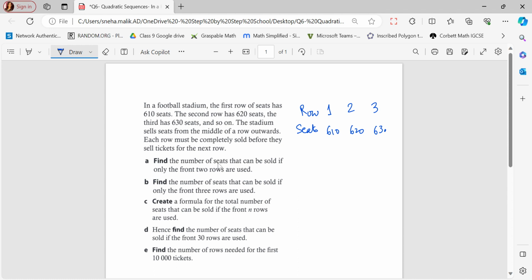Find the number of seats that can be sold if only the front two rows are used. Basically, if only the front two rows are used, that means I need to add these two, and the answer here would be 1230.